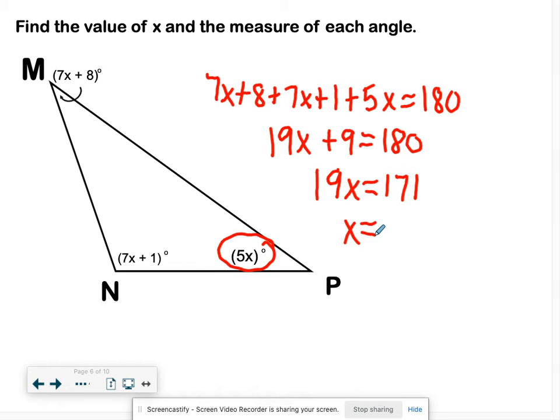The tan one, the third sheet in. 9. And now we plug in to find the angle measure. Where do you guys want to start? M, N, or P? M. So if we plug in 9, seven times 9 is 63. Plus 8 gives me 71.